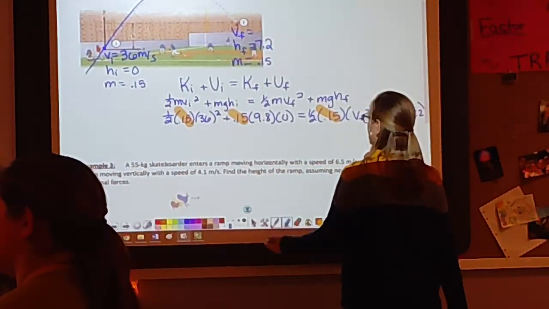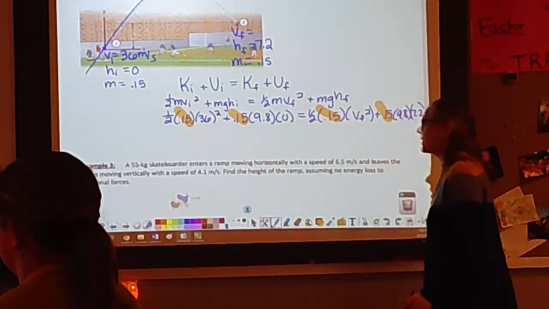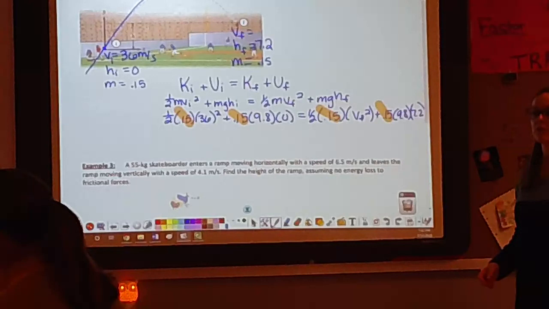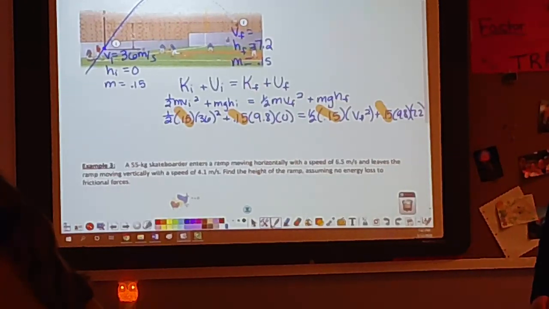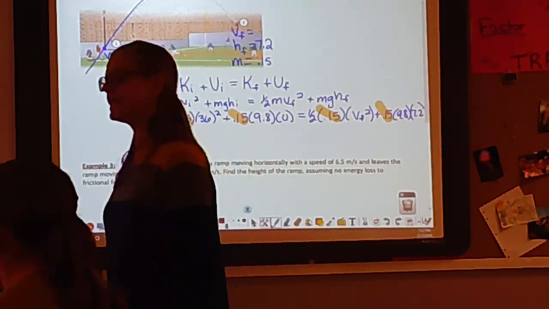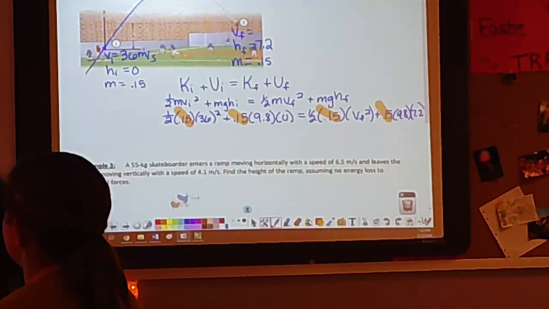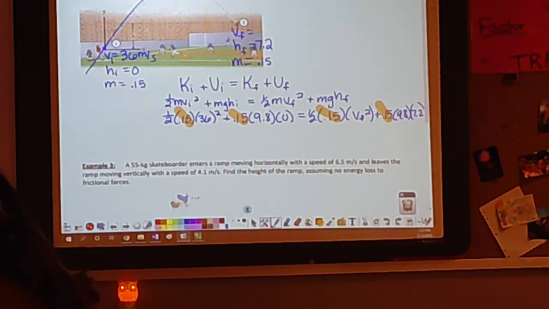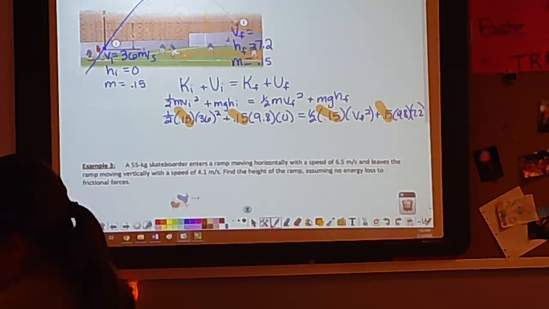So you can eliminate the 0.15. Keep it in there, but I just want to let you know, for what we're doing, you could take out the 0.15. The last problem I didn't, because they wanted to know the individual spots to prove it. You could have just proved Ki plus Ui equals Kf plus Uf and said, hey, look, both of these sides are the same.